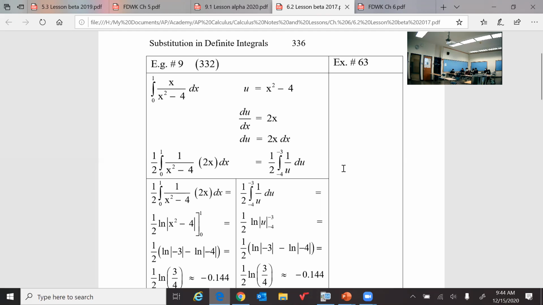Now the top 3 lines in that PDF are all from yesterday. So in order to anti-differentiate this thing, I need 2x dx. What have I got? x dx. So I move this x in the numerator to the right and multiply it by 2. So then this thing represents d mu. And to balance that, I multiply by 1/2 out front.